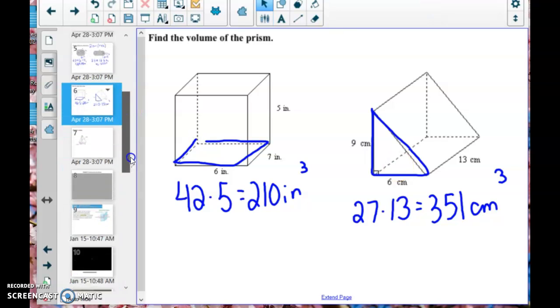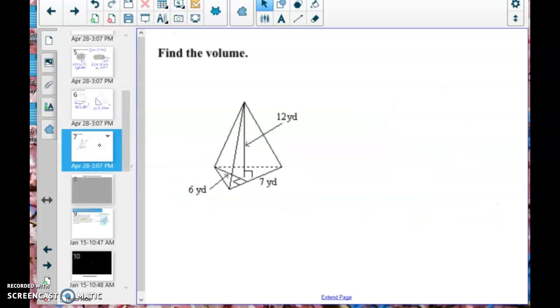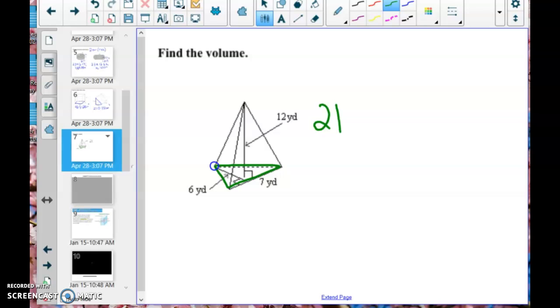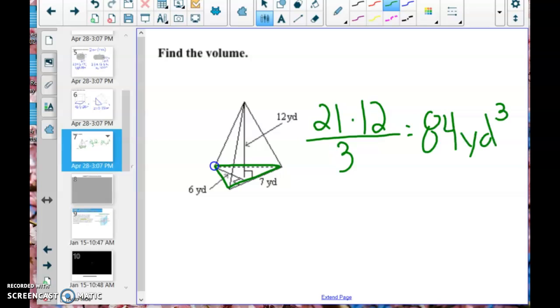All right, next up is a pyramid. Remember, the basic formula is area of the base times height divided by 3 when we're talking about a pyramid. So for this one, my base here is a triangle. So to find the area of that triangle, I would do 6 times 7 divided by 2. So the area of that base is 21. I would times that by the height of 12, but then divide that by 3 because I have a pyramid here, and that means that pyramid would hold 84 yards cubed.